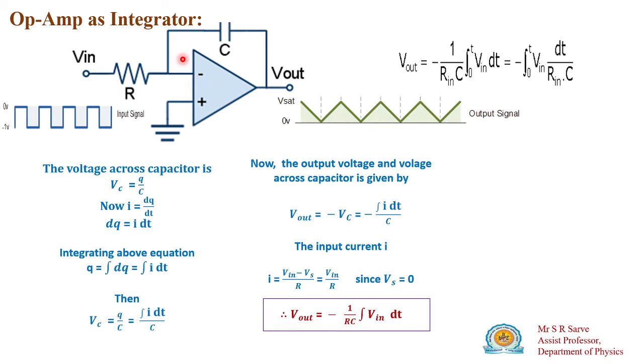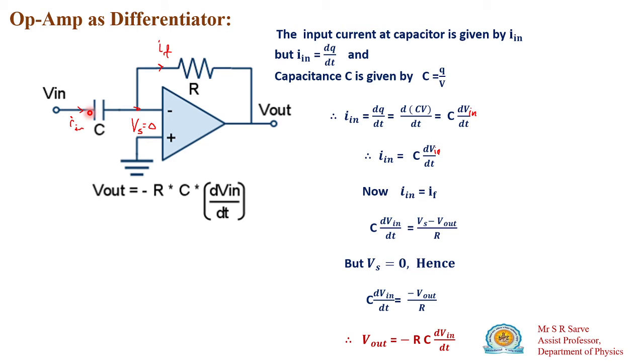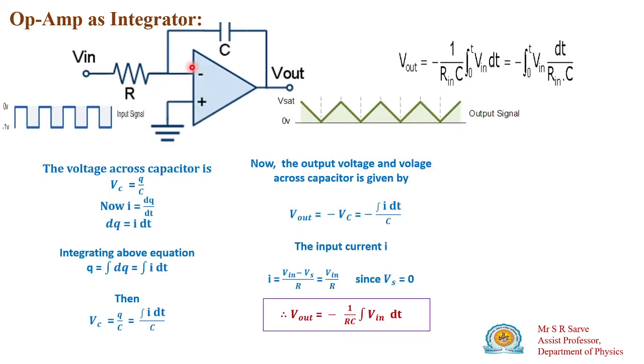Second application is the integrator. Here observe that in place of capacitor we have connected resistance, and here this resistance is replaced with the capacitor. So when capacitor is connected in the feedback and resistance is in the input, then operational amplifier acts as an integrator. Okay, so that means if you supply a square wave in input, it will generate the triangular wave or sawtooth wave at the output. Okay, so this is about the integrator.